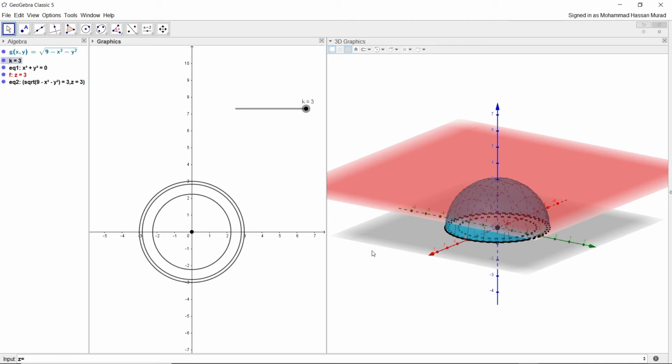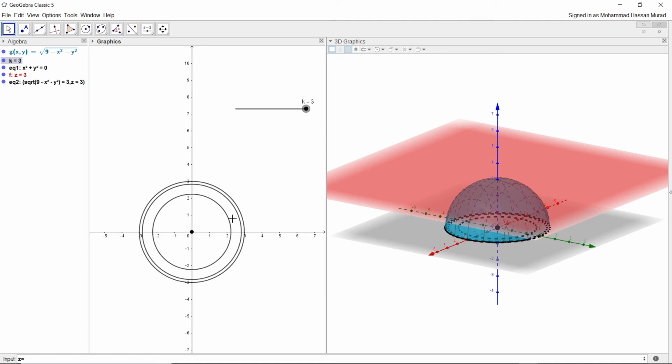Similarly, if we set k value equals to 3, we get the equation x squared plus y squared equals the square root of 9 minus 3 squared, which is equal to 0. Therefore, the plane z equals 3 intersects the sphere at one point only, at the top here, whose coordinates are given by (0, 0, 3). If we project this point onto the xy plane, we get the point here, (0, 0).